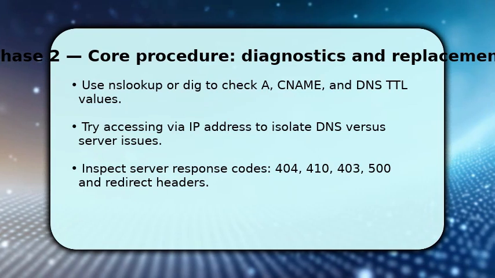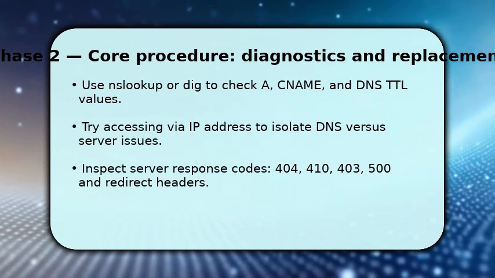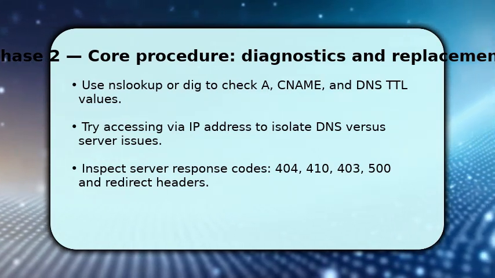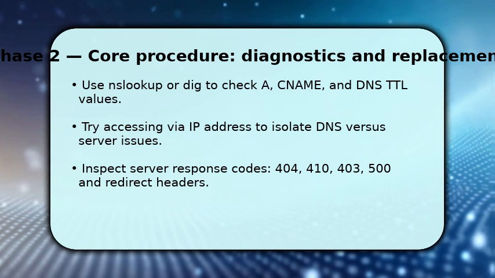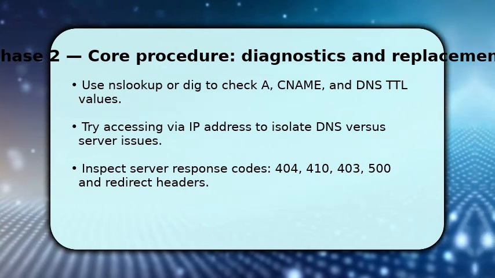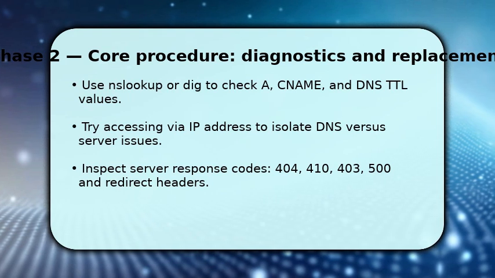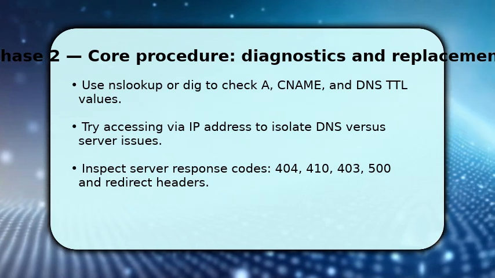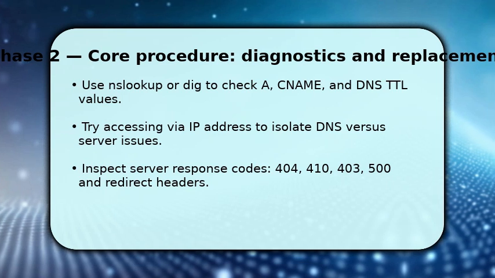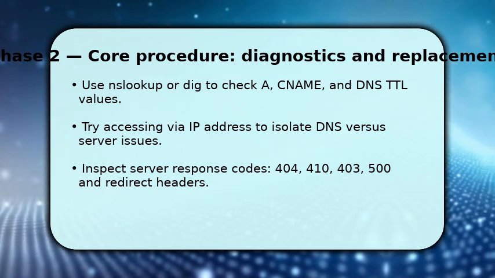Now you dig into DNS and server behavior. Use NSLOOKUP or DIG to confirm the domain resolves to the expected IP and that CNAMEs point correctly. This identifies DNS propagation or record errors. Then, try the site's IP directly in your browser to see if DNS is the culprit or the server itself.